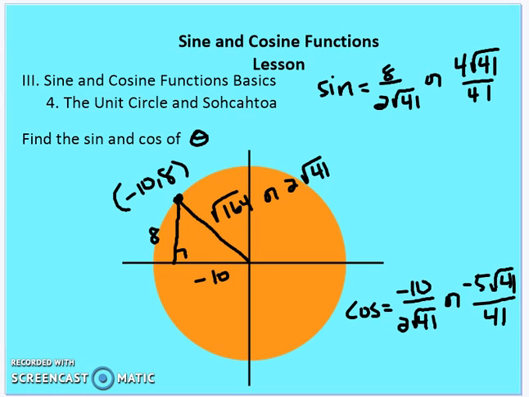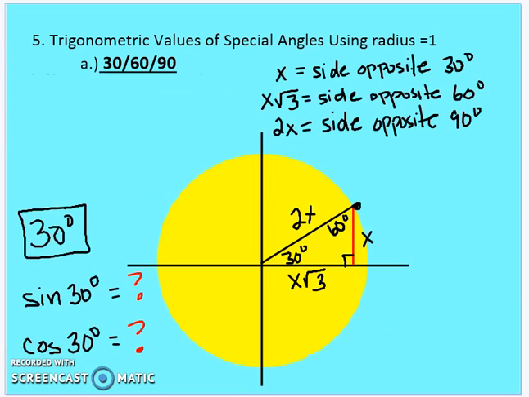Finding out through the Pythagorean theorem that the hypotenuse is the square root of 164. Simplifying that, take out a perfect square of 4. So now I have 2 root 41. My sine value is 8 over 2 root 41, simplified to 4 root 41 over 41. Cosine is going to be -10 over 2 root 41, or -5 root 41 over 41.